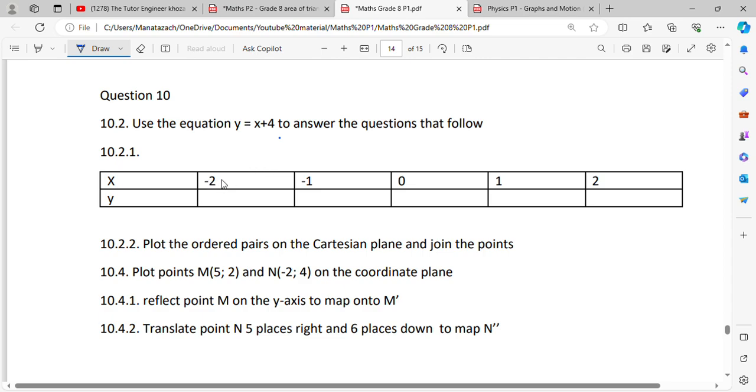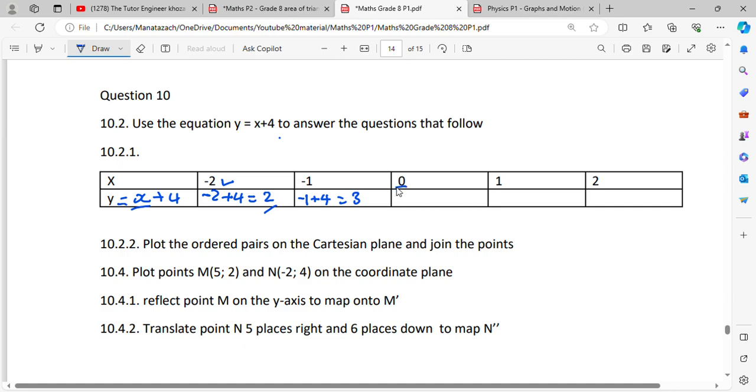So when x is minus 2, that means the equation we've been given, y is equal to x plus 4. Where there is x, we're going to replace it by minus 2. And then we'll have the answer of 2. So 2 will be what we should populate on this table. And then here, x is minus 1. The equation will be minus 1 plus 4 is equal to 3.